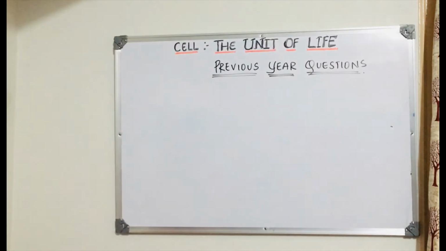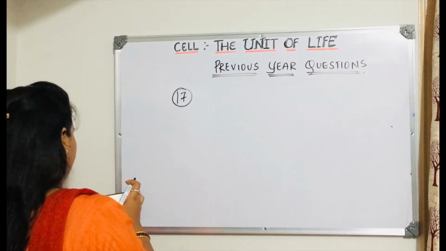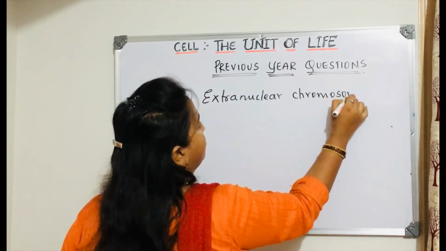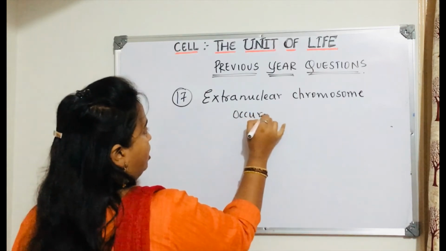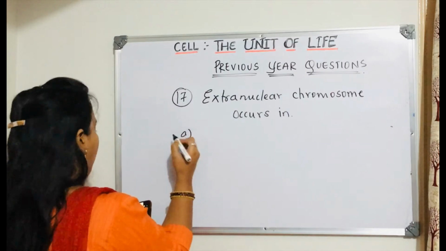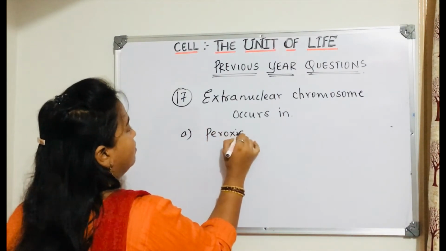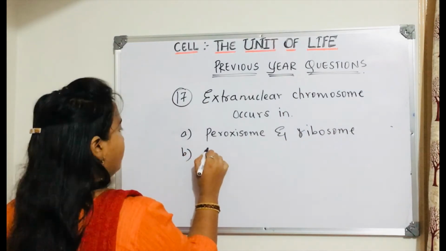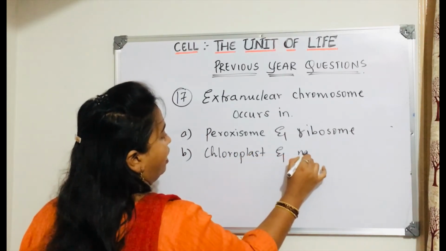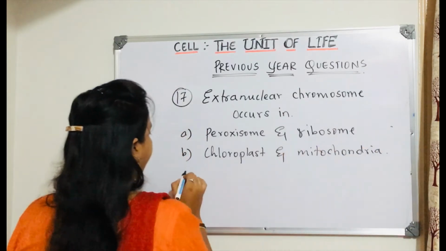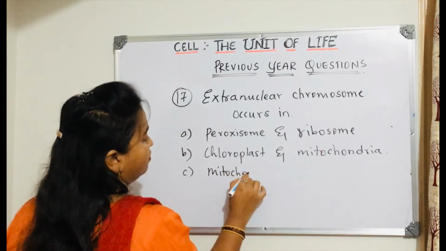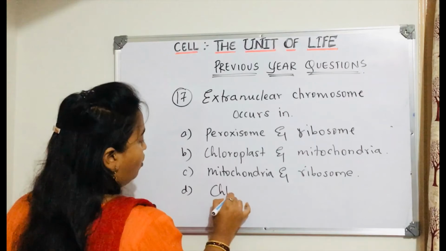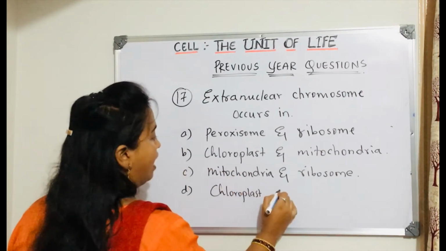Question number 17. Extranuclear chromosome occurs in: peroxisome and ribosome; chloroplast and mitochondria; mitochondria and ribosome; the last one is chloroplast and lysosome.